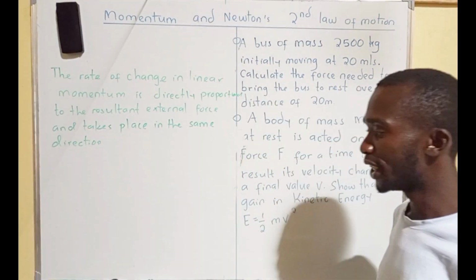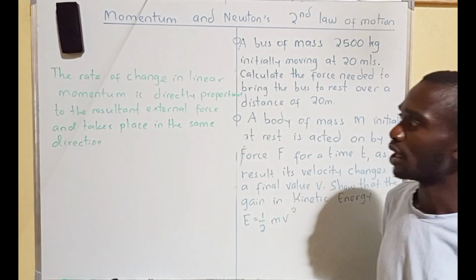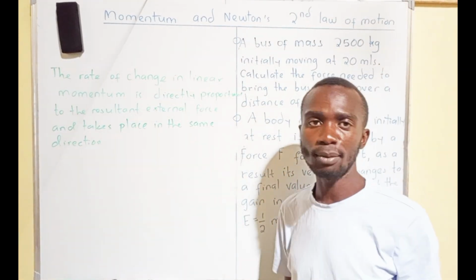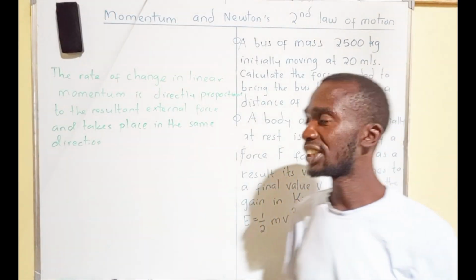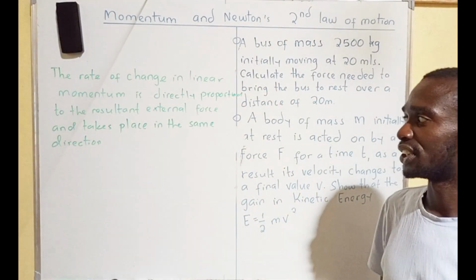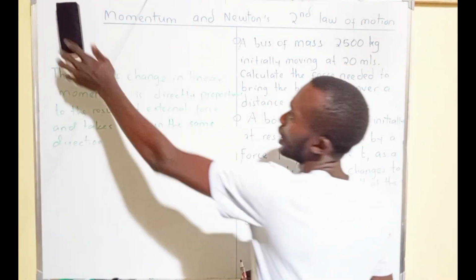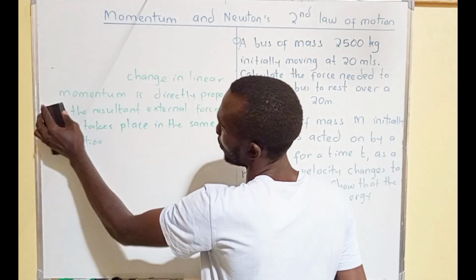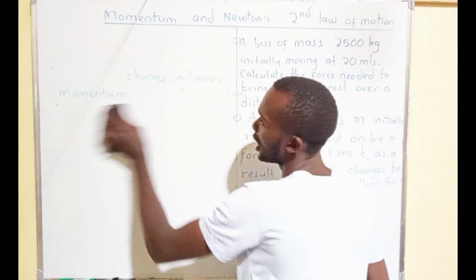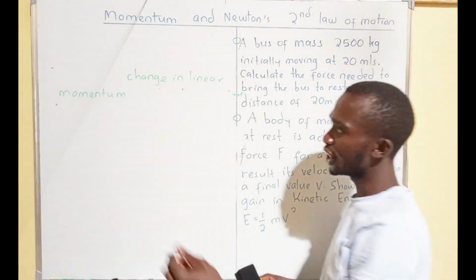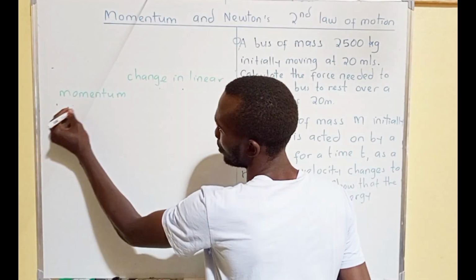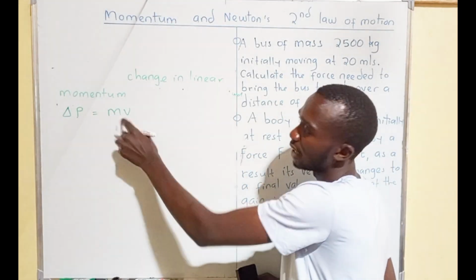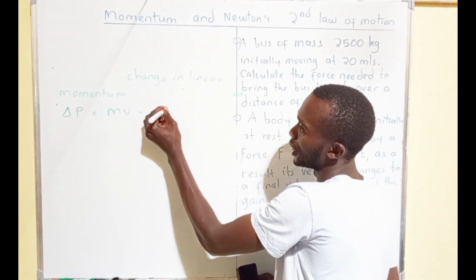Now, for the derivation from Newton's second law of motion, which said that the rate of change in linear momentum is directly proportional to the resultant external force and takes place in the same direction: the change in linear momentum, the change in P, is the same as mv, the final momentum, minus mu, the initial momentum.